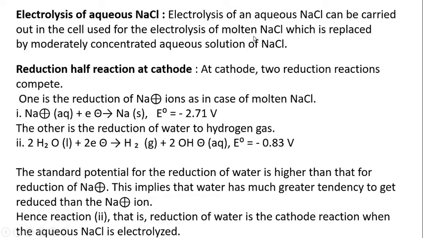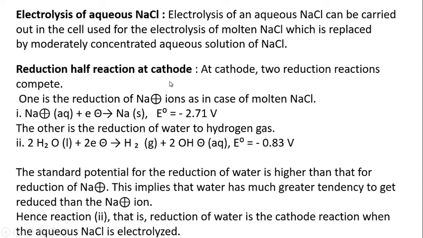Anode is attached to the positive end of the battery. Cathode is attached to the negative end of the battery, and electric current starts being supplied through the solution. So when electricity is supplied to the aqueous NaCl solution, the NaCl gets electrolyzed, and Na plus and Cl minus ions are formed. So which reactions are then taking place in the cell?